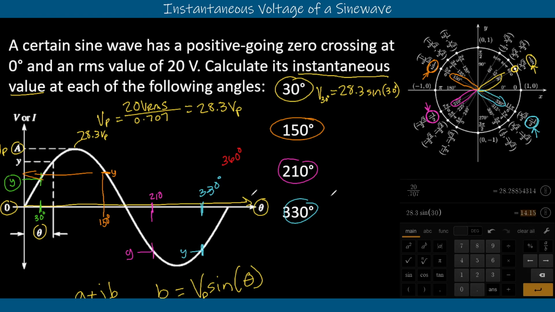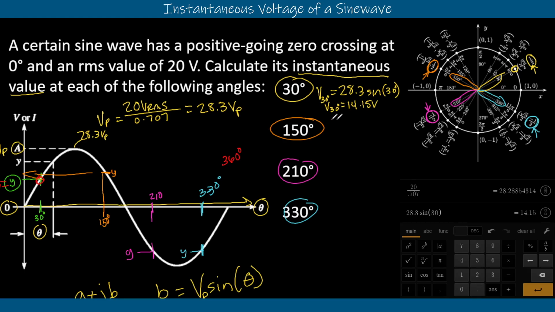So 14.15, that means that we have risen 14.15 volts to get to this mark here, and that this Y is equal to 14.15 volts. Right, so we'll write that in for our voltage up here. We'll say that V30, V of the 30-degree angle, is equal to 14.15 volts. And we could do that for each one of these.